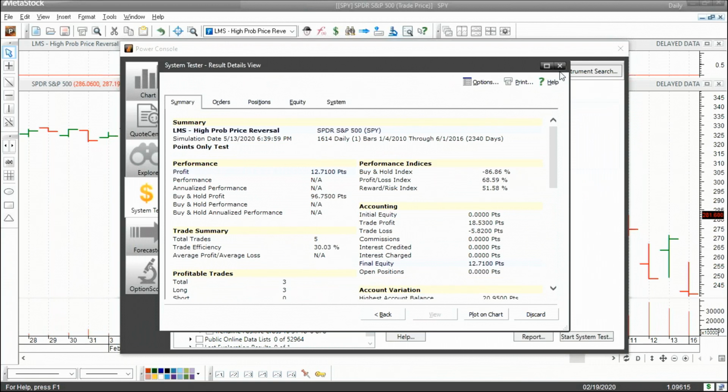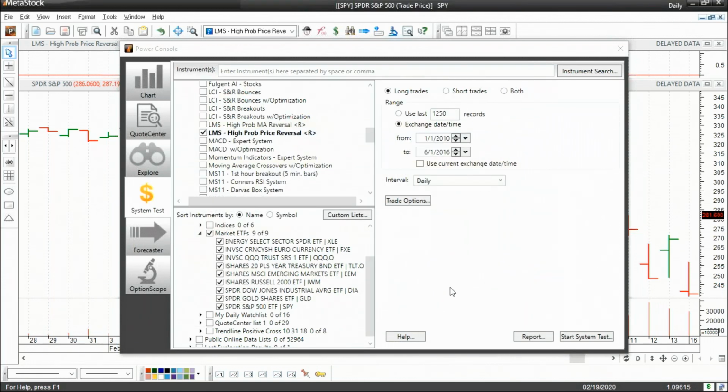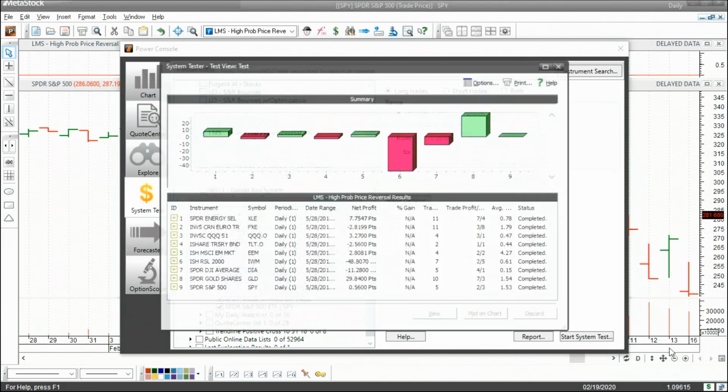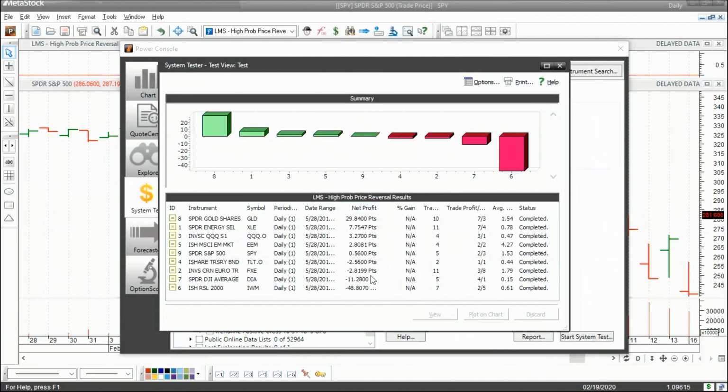To make it a little more relevant, let's test it over a more recent time period. So again, I'm going to go back over the last 5 years. I'm going to choose the last 1,250 records, the same basket, and I'll start this system test. And we'll just see how it did over the last 5 years rather than back in 2016. So we'll click on our results.